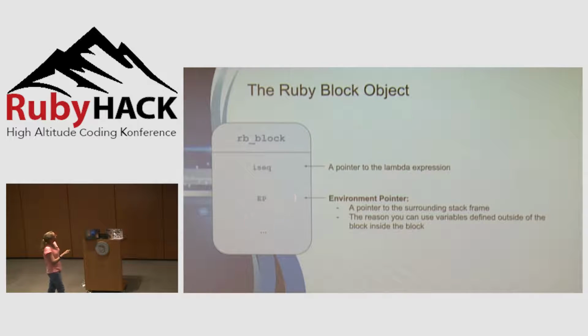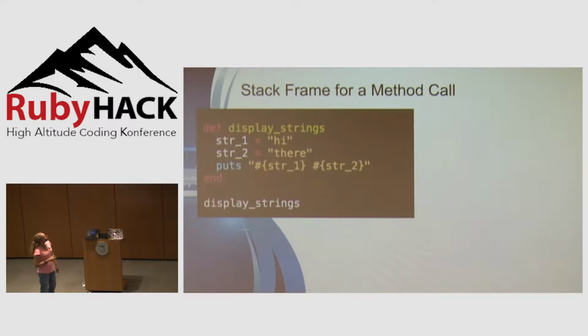Now back to this environment pointer. It turns out Ruby uses this to do some very interesting things on the stack. And to show you what I mean, let's first take a look at what happens during a normal method call in Ruby. So the method call we're going to be looking at is this displayStrings method. You can see it's very simple. It's got 2 local variables defined inside it, and it essentially just outputs a combination of the 2.